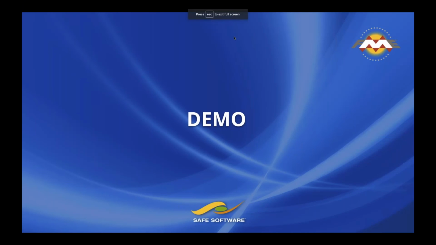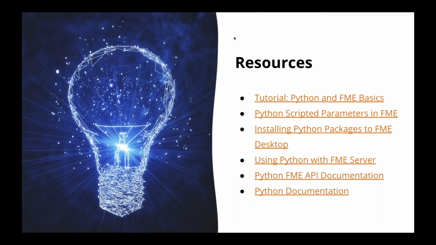So I think that brings us to the wrap up for this webinar today. We have a list of some pretty good resources here, a range of things. We've got a tutorial on the Python and FME basics if you're looking for where to go to get started, some details on working with Python scripted parameters, how to install packages for desktop and server, and then also links to our Python FME documentation if you'd like to know how the API works and what you can do with it, and then a link to just Python documentation in general as well.